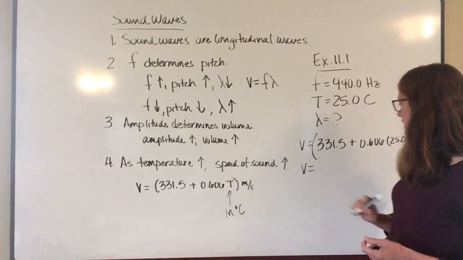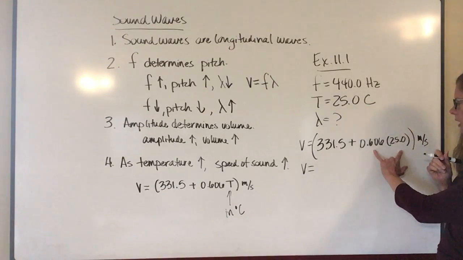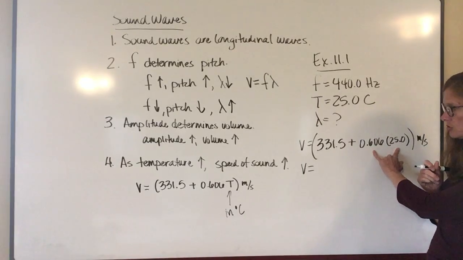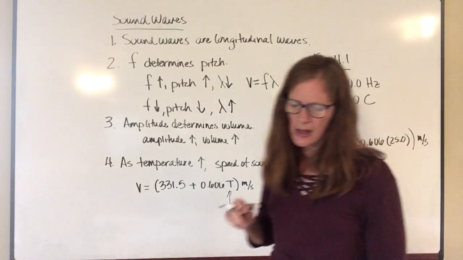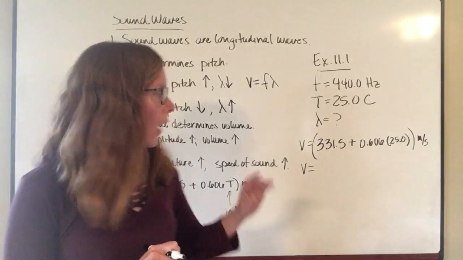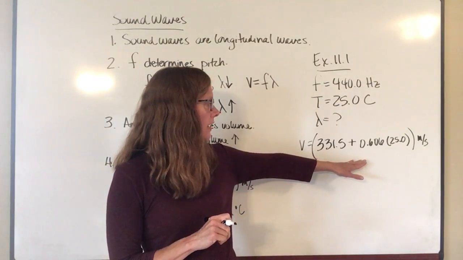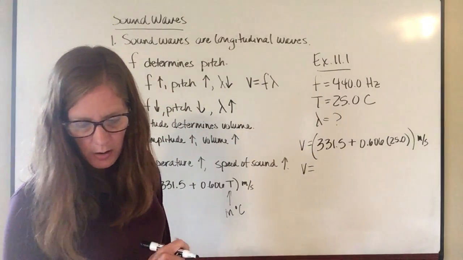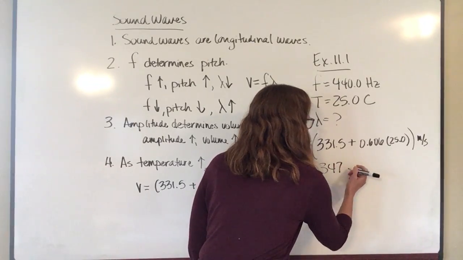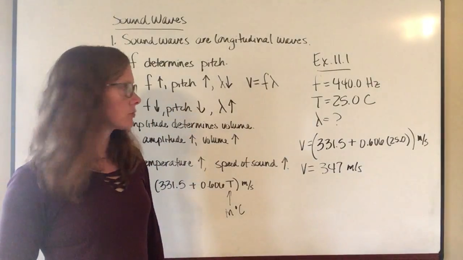So when I calculate that all the way through, you're going to have to watch your significant figures on here. When you multiply these two together, you're going to have 3 significant figures, and then you're going to be adding after that. So watch those significant figures and make sure you're following the correct operations as you're going through and doing that. So when I multiply all of that through, I'm going to get an answer of 347 meters per second for the velocity of this sound wave.